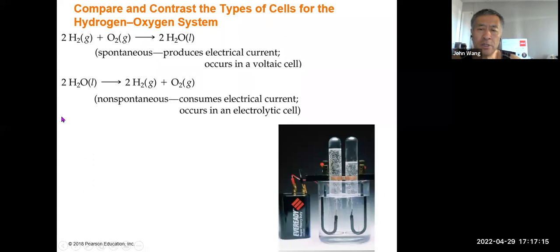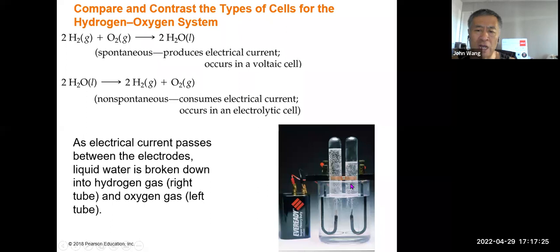Here is the picture for the setting of this second reaction. You can see we use a battery, use electricity to drive the reaction, and you will produce these two gases. One is the O2 gas, the other one is the H2 gas. You know which one is which by using the coefficients. We produce more H2 and only half as much O2. You can see on the top, this empty place is for the gas.